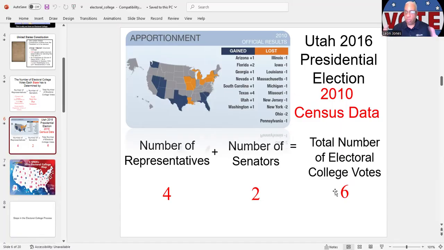So what I'm going to give you right here is an example. This is Utah for 2016. Now, here's how it all works. You have 4 representatives for Utah plus 2 senators, and the total number of electoral college votes equals 6. The number of representatives are congressional House members plus the number of senators, and that's how you get the number of electors.